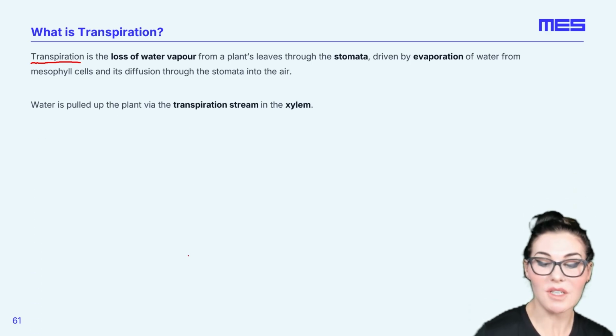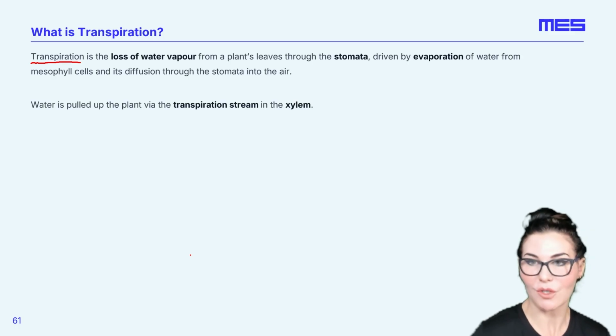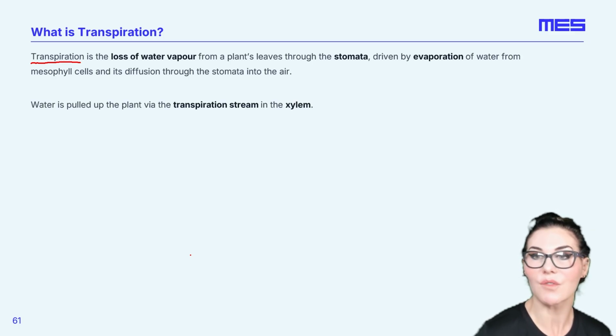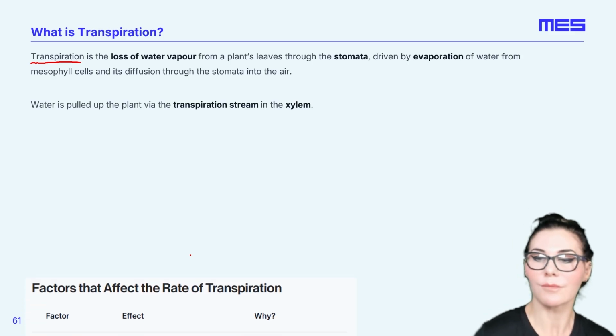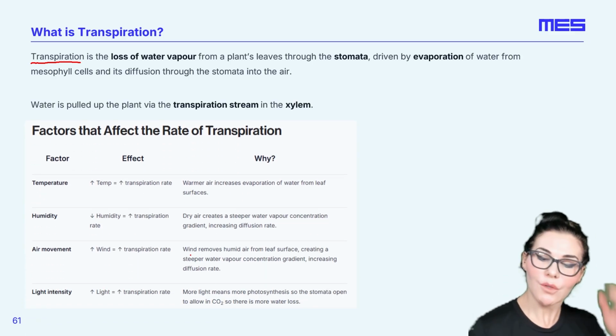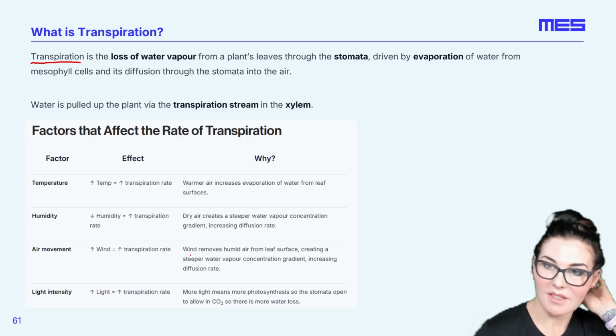Don't forget that water is continuously pulled up via the transpiration stream in the xylem, and that is the whole process of water movement. Transpiration is just the evaporation from the leaf surface. The transpiration stream is the entire movement of water from the root up the xylem of the stem and then across into the leaf and out of the leaf. All sorts of factors can have an impact on the rate of transpiration. That's how fast it's happening.